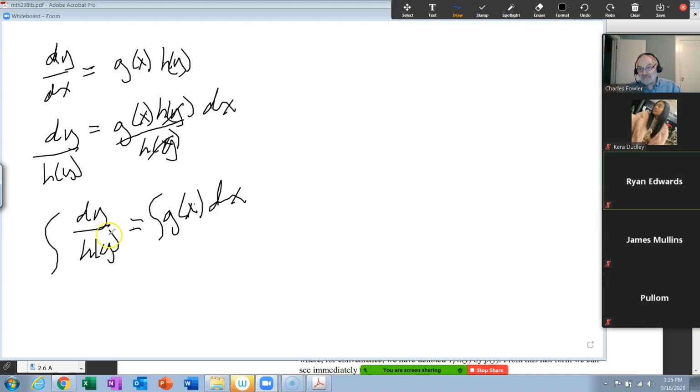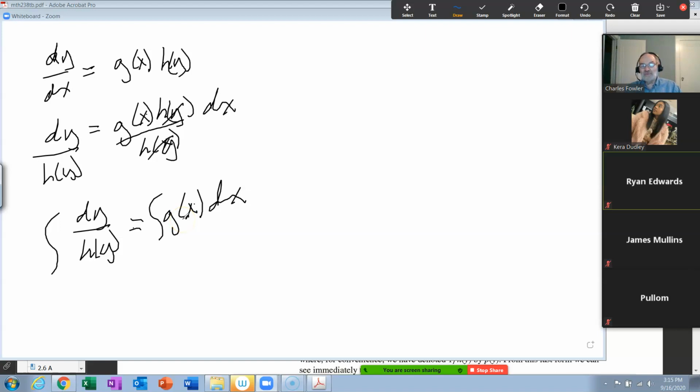This may involve the trig substitution here. It may involve partial fractions here. It may involve some type of a sine or cosine. Whatever it is, if it's integrable, integrate it. This one, if it's integrable, integrate it.